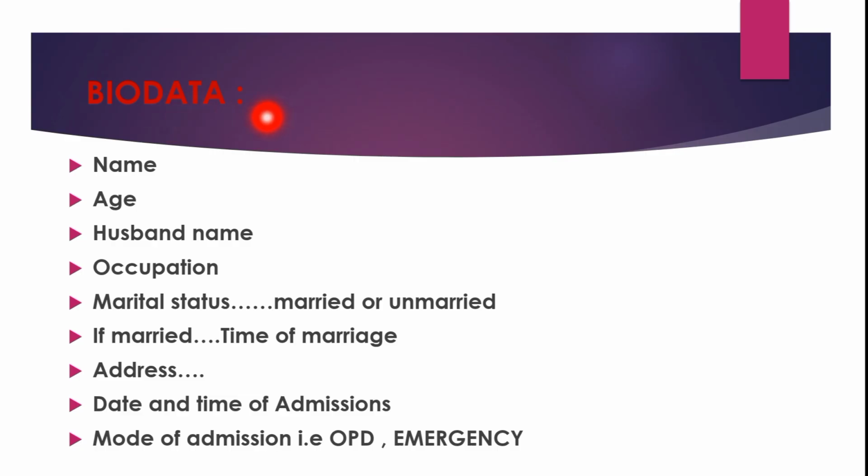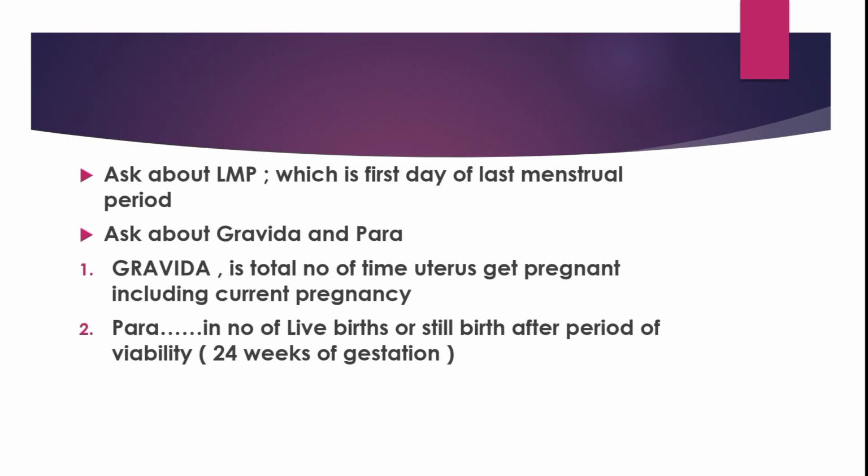So the first step in the history taking is biodata. In biodata, ask about the name of the patient, age of the patient, the husband's name, the occupation of the patient and the husband's occupation. Also ask about the marital status, whether she is married or unmarried. If married, then ask about the time of the marriage. Also ask about the address of the patient. Also ask about the date of admission and the time of admission, and similarly the mode of admission, whether she is admitted to OPD or emergency.